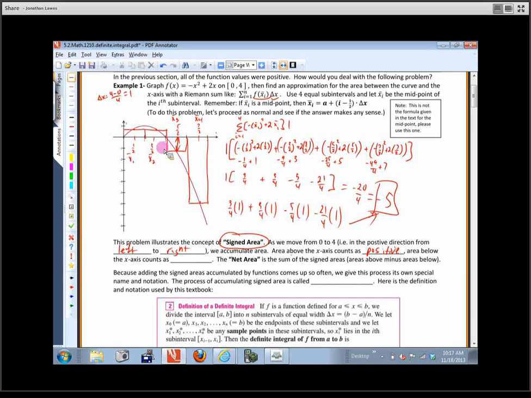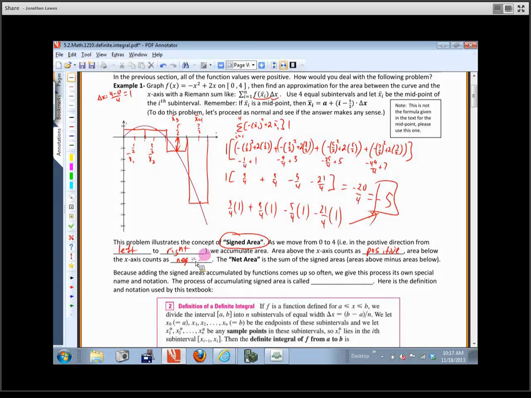Think in terms of velocities. Think of what positive velocities would accumulate and think about what negative velocities would accumulate. There's got to be some direction that comes into play here. So any area above the x-axis is going to count as positive as we move from left to right, and anything below the x-axis counts as negative area.